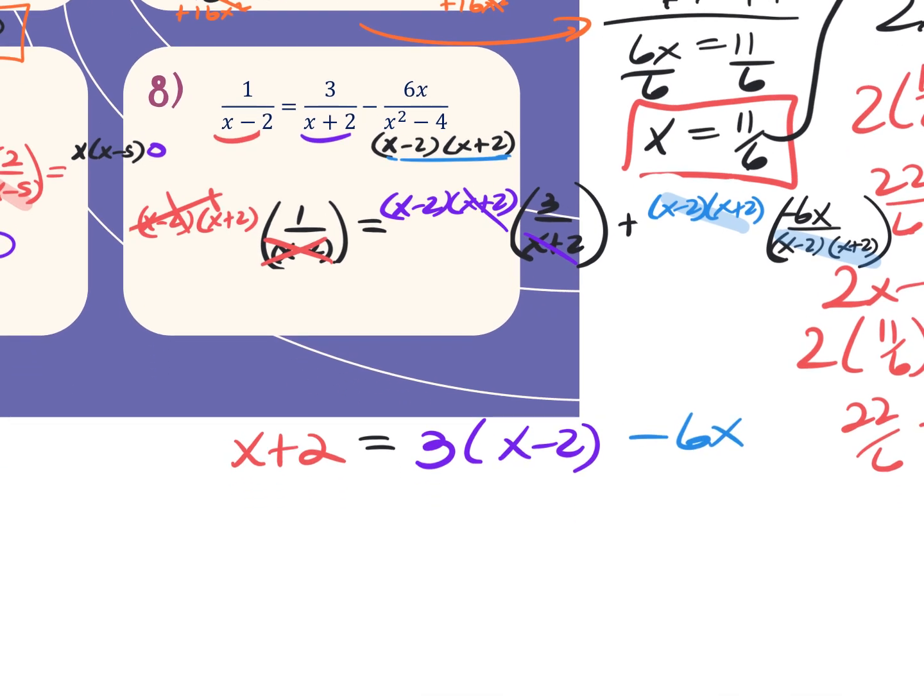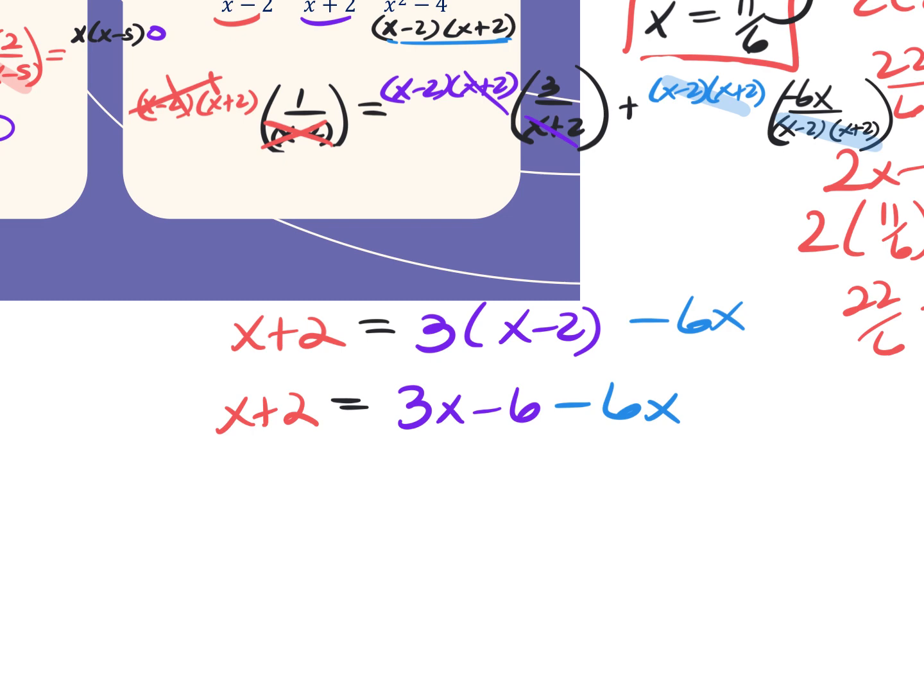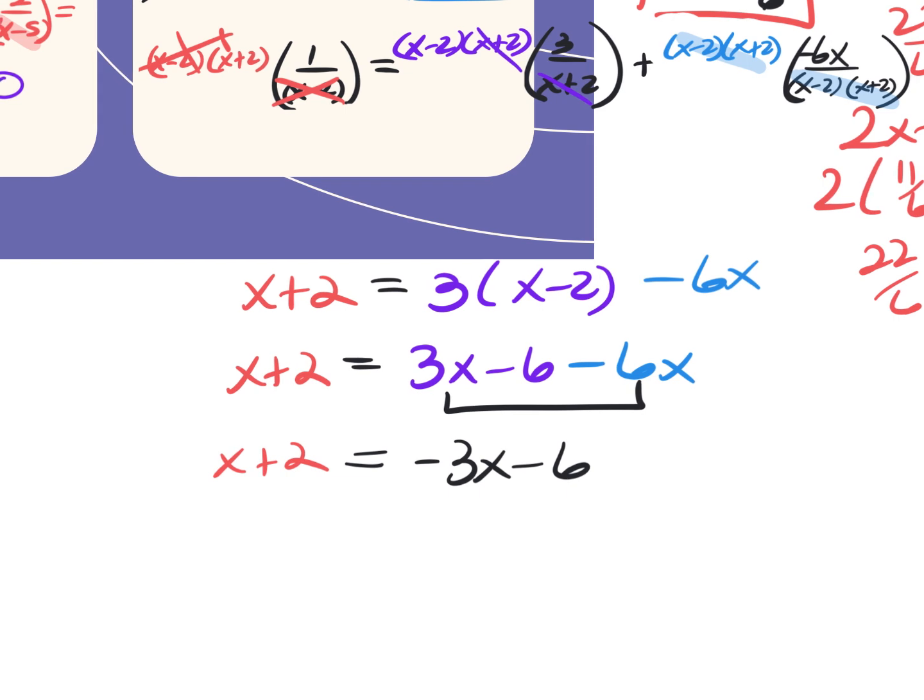And now I need to distribute the purple. The purple becomes 3x minus 6. Drop down the blue, the red. Combine your like terms first. So when I combine these two, this gives me a negative 3x minus 6. And now begin your solving process.